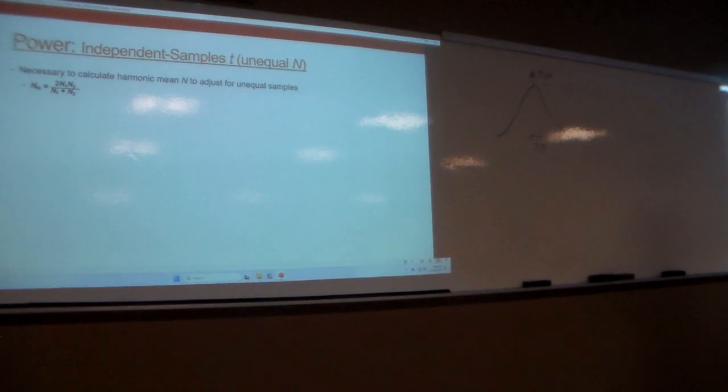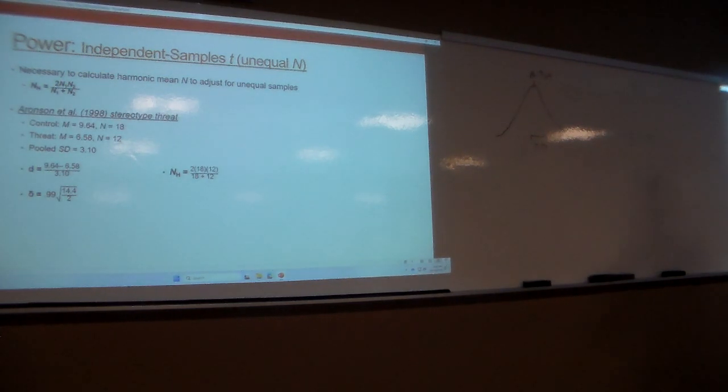Now, if I don't have a completely balanced design, if I have unequal samples, which happens most of the time, right? What I need to do is first calculate a harmonic mean n to adjust for those unequal samples. Okay? And so my harmonic n is going to be 2 times the number of people in my first cell times the number of people in my second cell over the number of people in my first cell plus the number of people in my second cell.